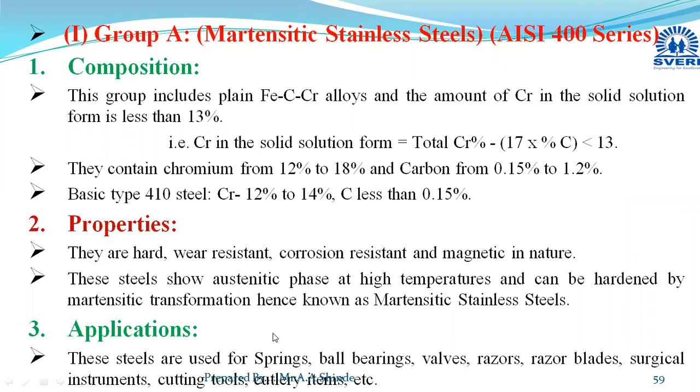And generally, these martensitic stainless steels are designated by the AISI 400 series. In competitive examinations, they may ask you to match the pairs. On one side they will give you martensitic stainless steel, ferritic stainless steel, austenitic stainless steel, and on the other side AISI 400, AISI 200, AISI 300, like this. You have to match the correct pair. For that, remember group A or martensitic stainless steel is designated by the AISI 400 series.